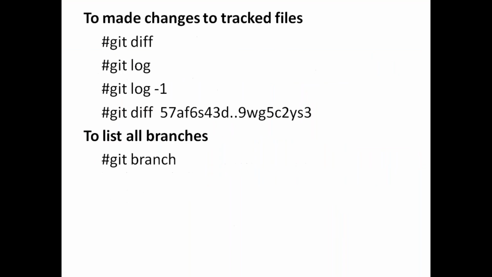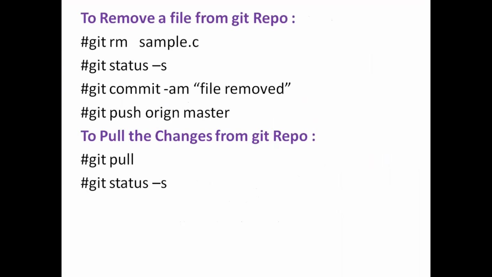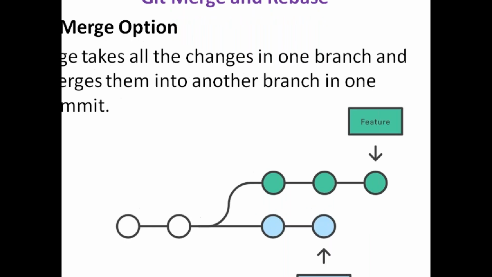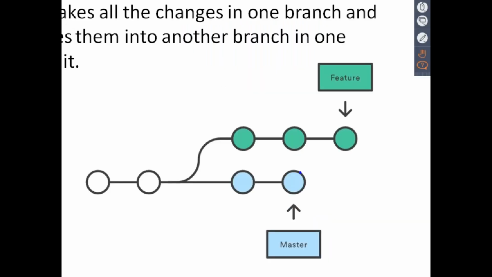Next, we can see another important concept in Git, that is Git merge and Git rebase. Already we discussed Git merge. In case of merge, what will happen? We'll get the code from a single branch, it could be the master branch, and it will add it to other branches. For example, the feature branch. I'll add my code to the feature branch.